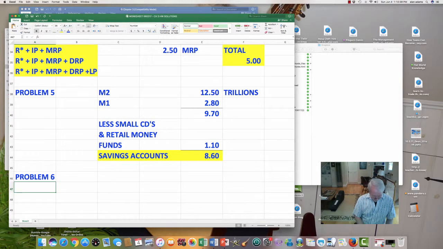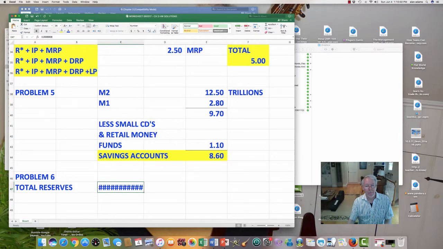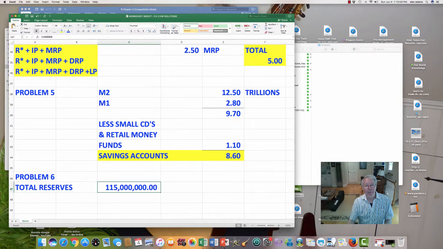So the total reserves are $115 million. Okay, so that's our stop point. That is our baseline. That's a big number. All right, let's get rid of the pennies, and that'll make our lives a little easier. Okay, those are our total reserves.